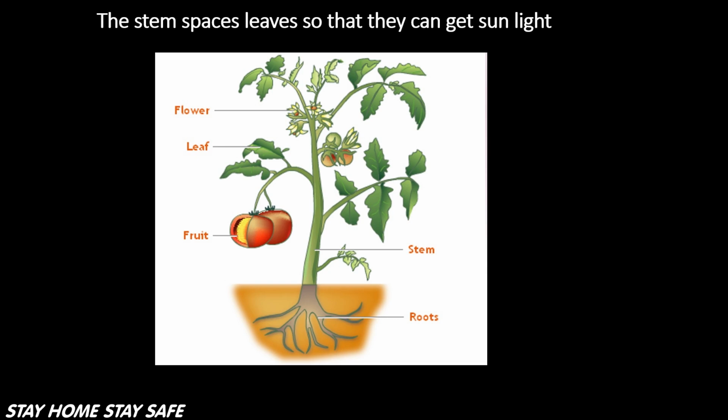So the stem spaces the leaves so that they can get sunlight. Let's have a look at that. I told you that the stem has several functions, so it can spread those leaves and the branches so that they can receive adequate sunlight and able to make food for the plant.